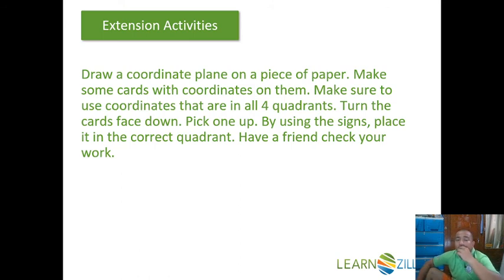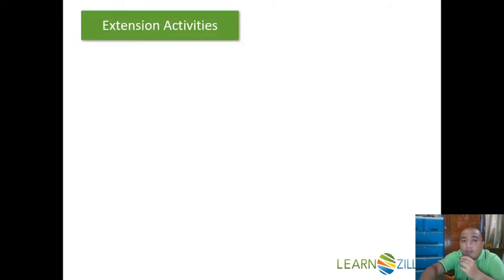I repeat, draw a coordinate plane on a piece of paper. Make some cards with coordinates on them, using coordinates in all 4 quadrants. Turn the cards face down. Pick one up. By using the signs, place it in the correct quadrant. Have a friend check your work. Okay, that's an assignment.